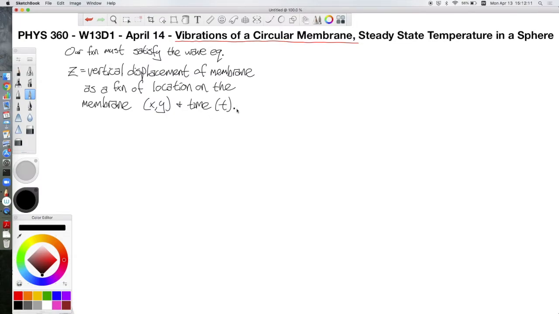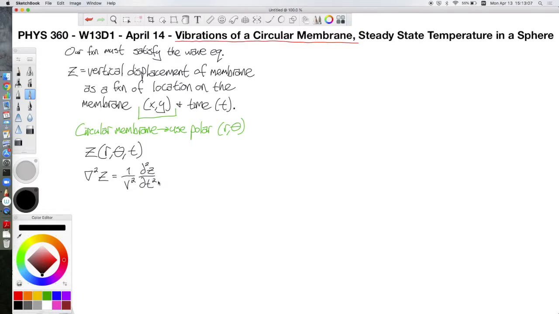But since we have a circular membrane, using x and y for our location on the membrane is probably not the best idea. So instead of x, y, we are actually going to use r and theta, polar coordinates. So once all is said and done, we are going to have z as a function of r, theta, and t, and z must satisfy the wave equation as follows. The Laplacian of z equals 1 over v squared times the double partial derivative of z with respect to time.